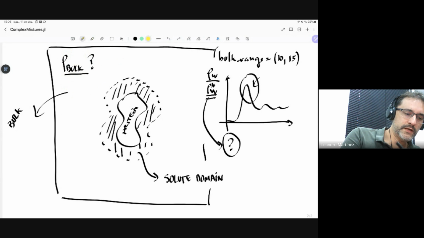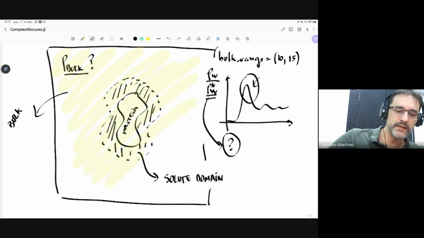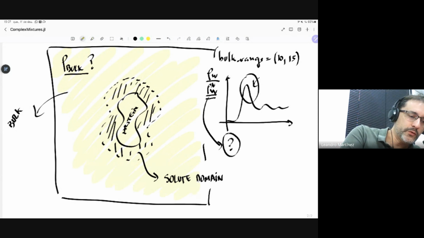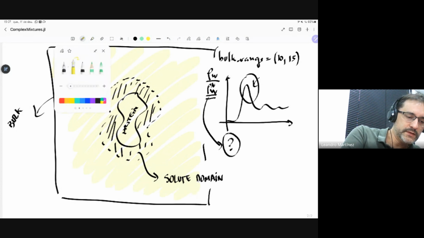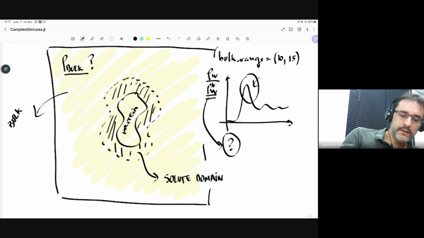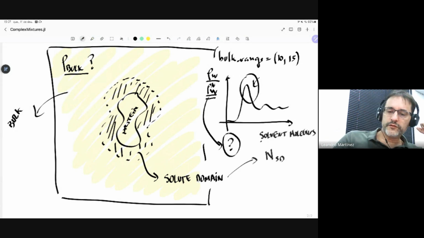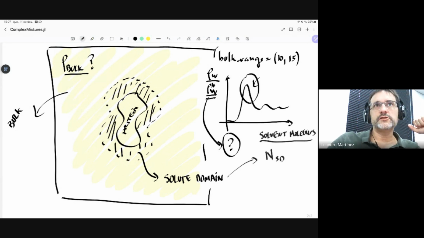This is the bulk solution. And we need to normalize the distribution function. We need to know how many solvent molecules there would be in this complete region if there were no solute-solvent interactions. But for this, we need to estimate the density of the bulk. So, one of the options of the package is to compute how many solvent molecules are inside the solute domain. Let's call it N molecules of the solute domain. This is the number of solvent molecules, glycerol or water molecules, inside this region where the protein affects the solution.